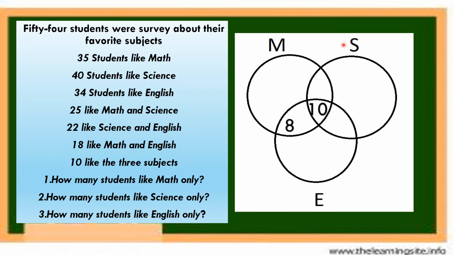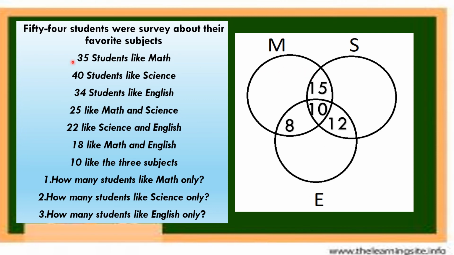We have 22 like science and English. Science and English, 22. What is missing from 10 to make it 22? We have 12. 25 like math and science. If 25 like math and science, this is already 10. What is missing from 10 to make it 25? We have 15.